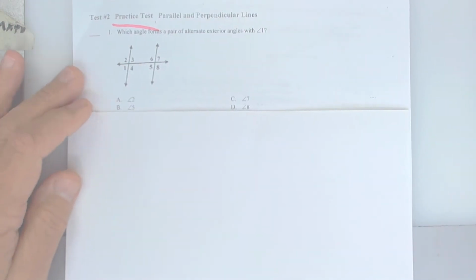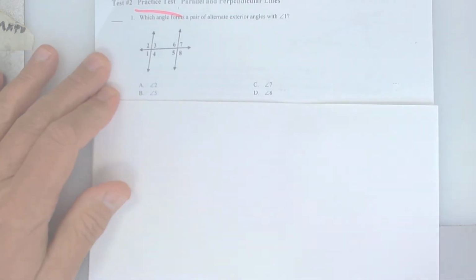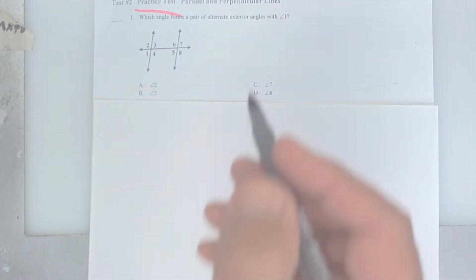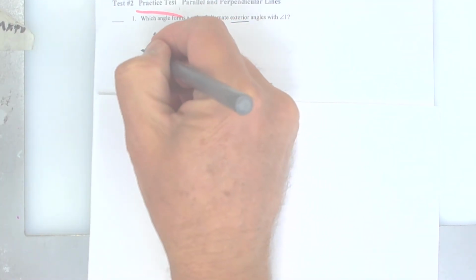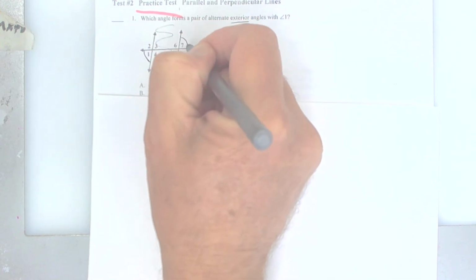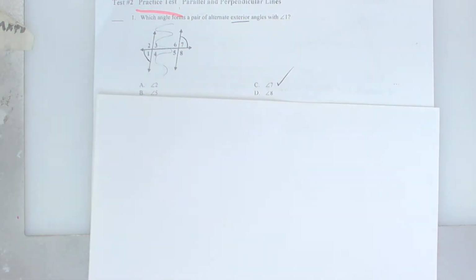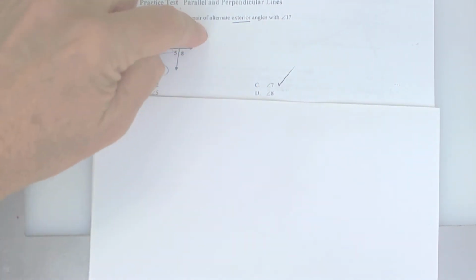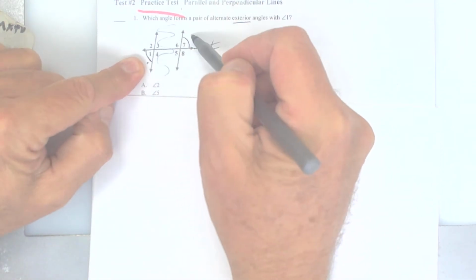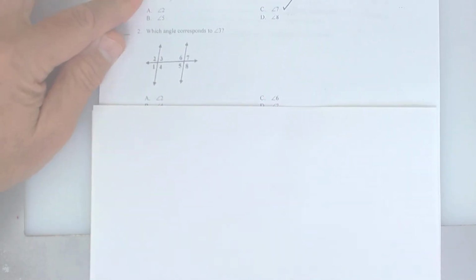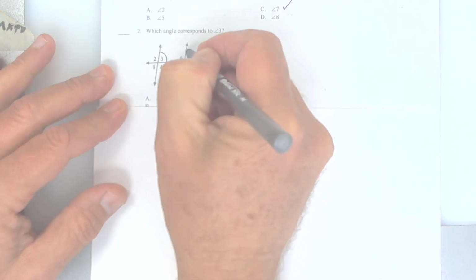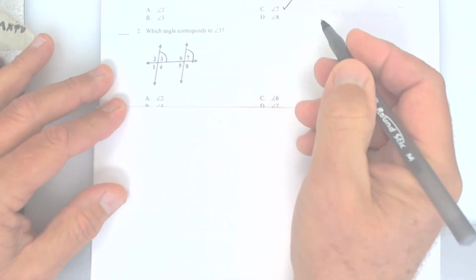Which angle forms a pair of alternating exterior with angle 1? Well, let's think about that. Alternating exterior. So this one is on the outside. This is your interior. So alternating exterior would be 1 and 7. The answers are on the back. Alternating exterior jumps over the transversal from this side to that side, and it's on the outside. Which angle corresponds? Top, top, bottom, bottom. So top, top, top, top, top, top. So angle 7.